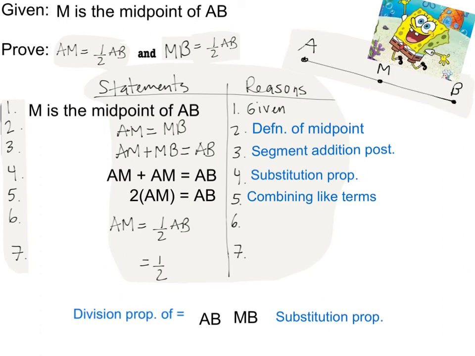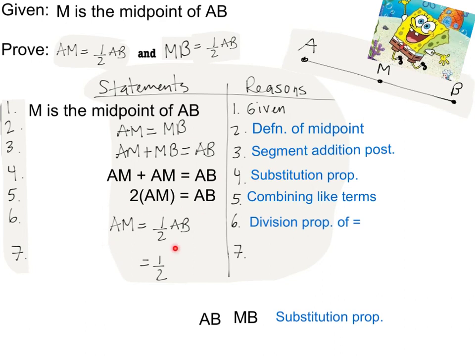Okay, so far we're so good, right? Okay, so AM plus AM is 2 AMs. Well, knowing from algebra, this is 2 times a variable equals something else. If I want to find out what AM equals, I'll have to divide by 2 on both sides. When you divide on both sides, that's the division property of equality. Anytime you do something on both sides, it's the division property of equality.